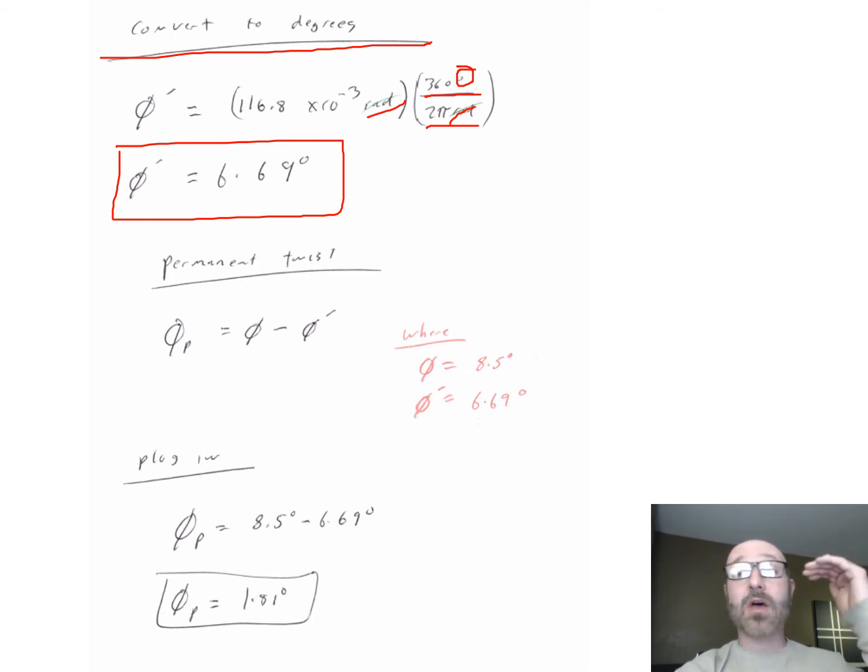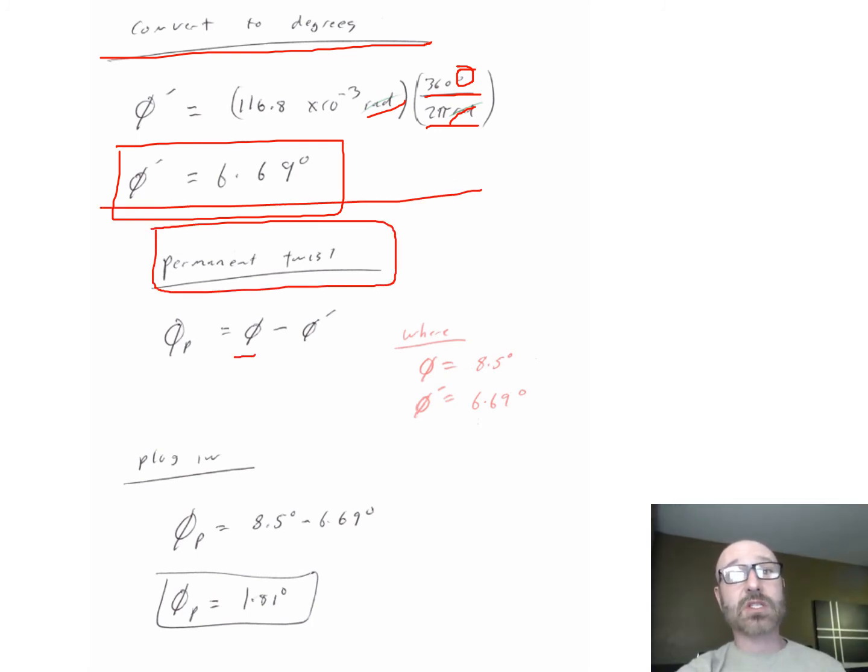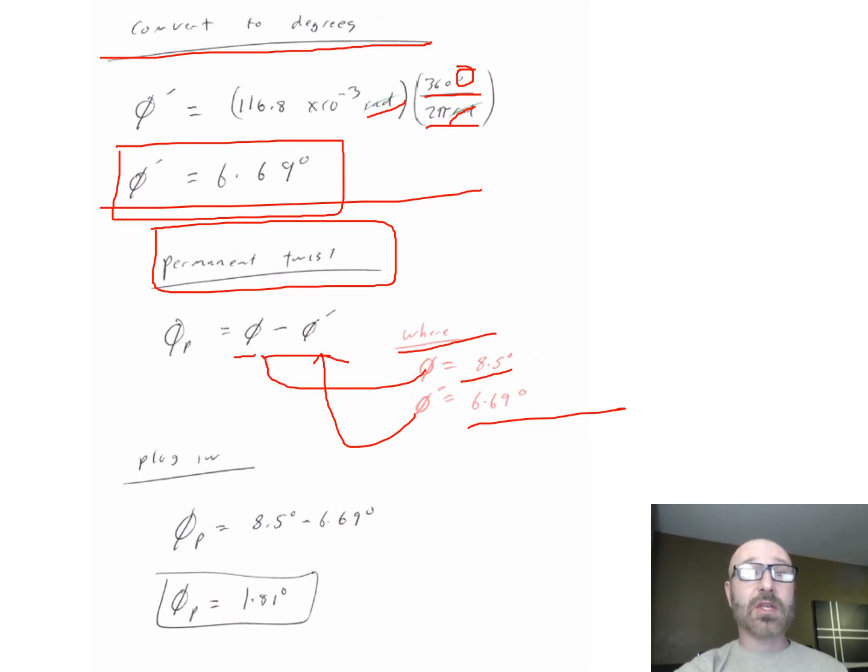So now we have a value for our angle of twist and our angle of untwist. Our permanent twist is the difference between our twist and untwist angles, where our twist angle was 8.5 degrees and our untwist angle was 6.69 degrees. Plugging that in, our permanent twist theta sub p is equal to 8.5 minus 6.69, all in degrees. Therefore, theta sub p is equal to 1.81 degrees, which is what they asked us to solve for in part C, our permanent twist.